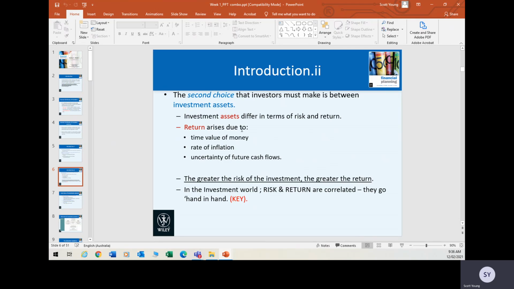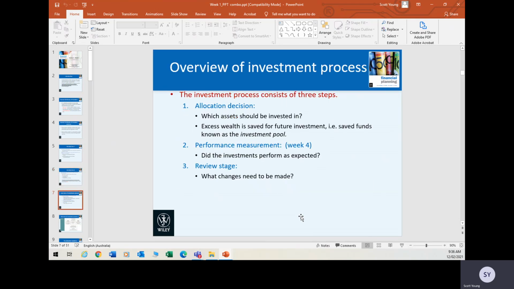Okay, so again, assets differ in terms of risk and return. There's that risk and return again, right? That's such an important paradigm. Okay, return arises from the time value of money, the rate of inflation, and the uncertainty of future cash flows. They're the risks that relate to the returns. And of course, as I've emphasised, the greater the risk of the investment, the greater the return. They're correlated, they go together. I know it's a repeat, but it's really important to remember.